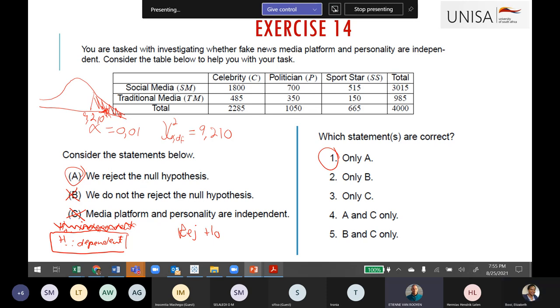Please just explain again, why was option C not valid? I thought if you rejected the null hypothesis, it means it's independent, not dependent. No, because if I'm rejecting the null hypothesis, I'm saying the null hypothesis is not true. Because I'm rejecting it. If I'm not rejecting it, it means I'm accepting it. I'm saying it is true.